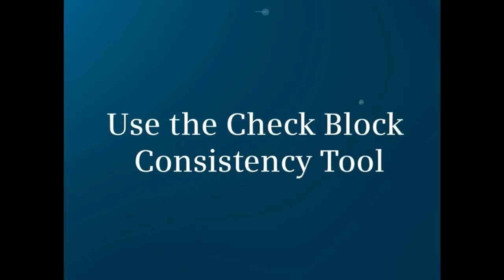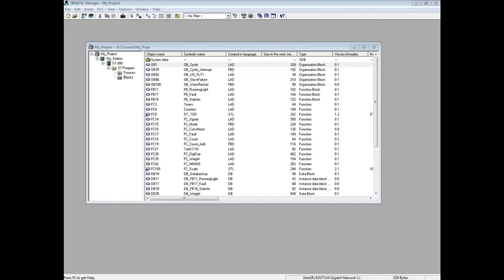This video shows how to use the SIMATIC Check Block Consistency tool. The Check Block Consistency tool is used to make sure that block calls and interfaces are correct. It is a great tool for updating function block data block calls and user data type or UDT calls.